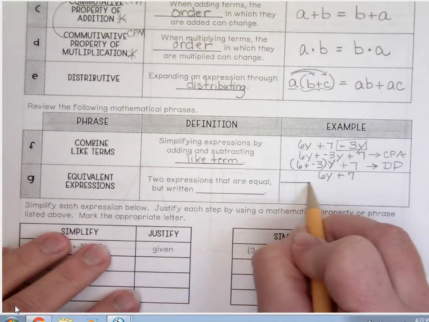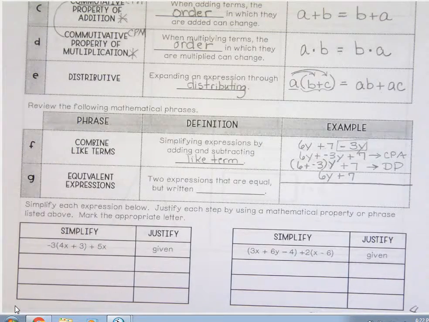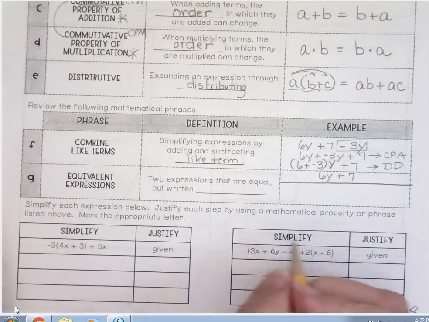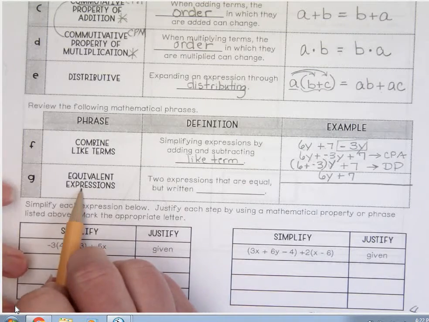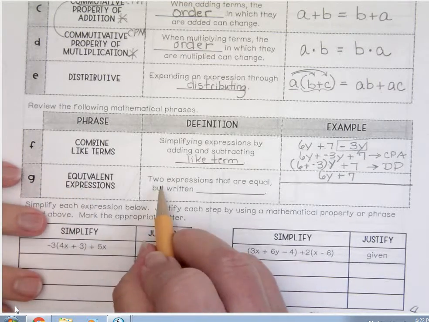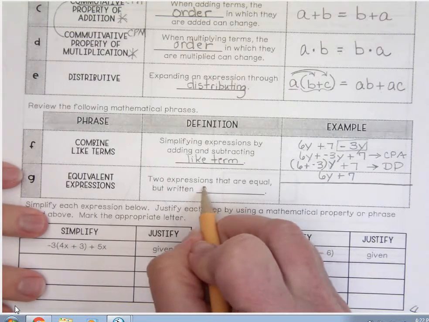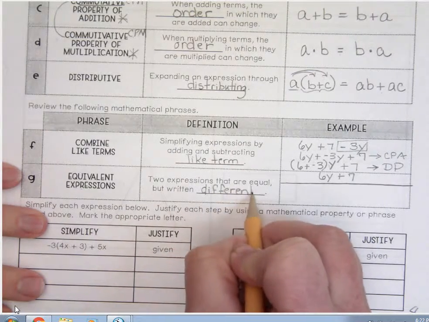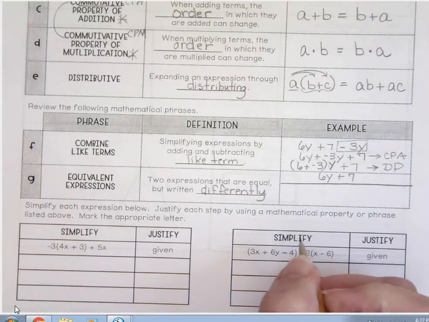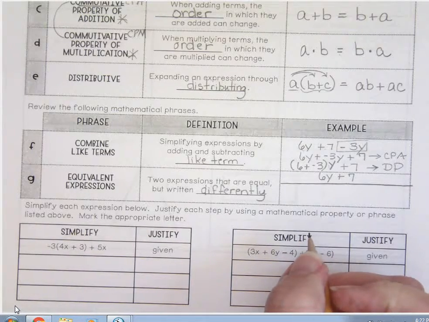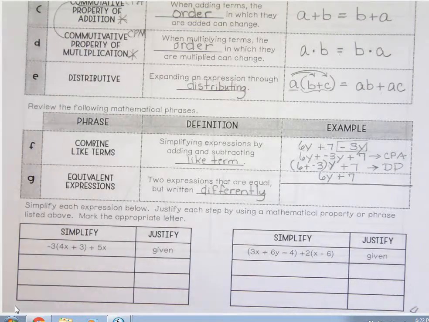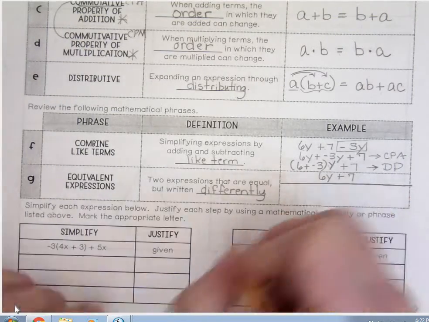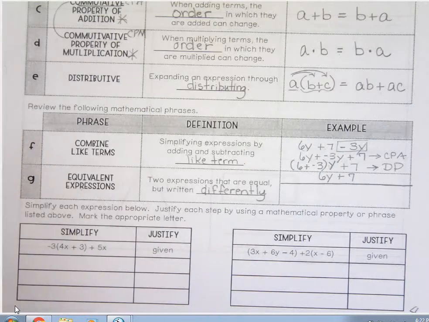And I ran into the next box. So the equivalent expression terminology basically says two phrases that are equal but written differently. They could look different but actually equate to the same. So the example that we use mostly for this is our multiplication, addition, equivalency of that distributive property.